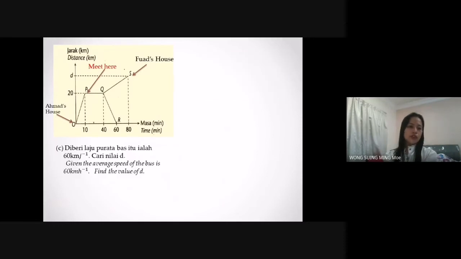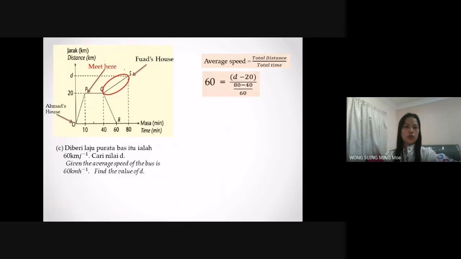C, given the average speed of the bus is 60 kilometers per hour, find the value of D. We still use the formula average speed equal to total distance over total time. Total distance for graph QS is D minus 20. Total time is 80 minus 40. And don't forget divided by 60 because you need to convert the times into hours.